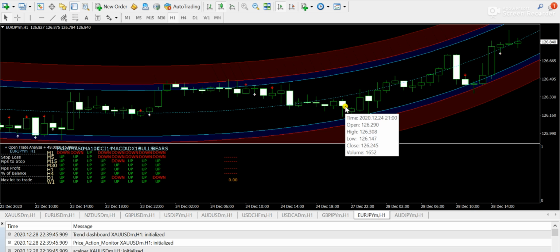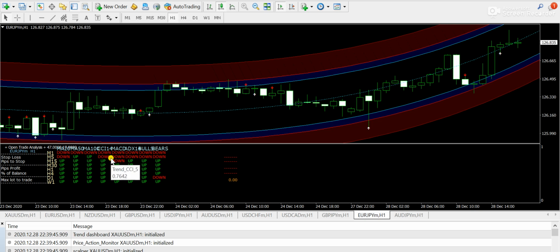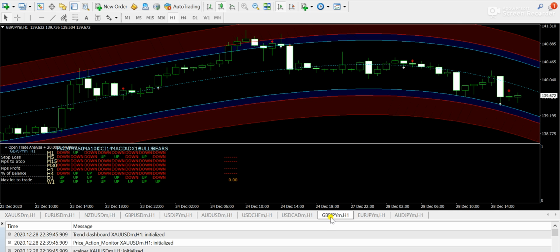Okay, and if you look here at the forex trend dashboard, you can see we are getting more downs on 1 minute and some downs on 5 minute. Otherwise, the rest of the data mostly says up. It means that EURJPY stands on the upward side. So if the market stays above the middle dotted line, definitely it has chances to go in the further upward direction. Okay guys, look at Great Britain Pound JPY.